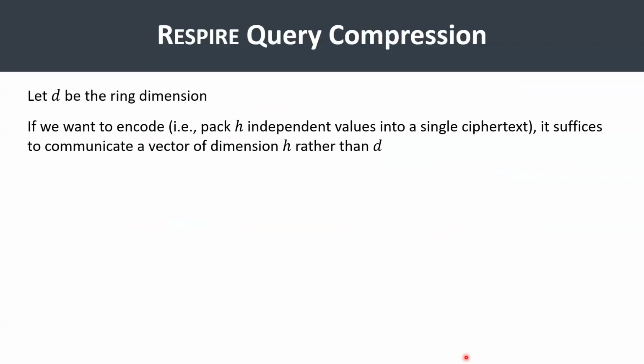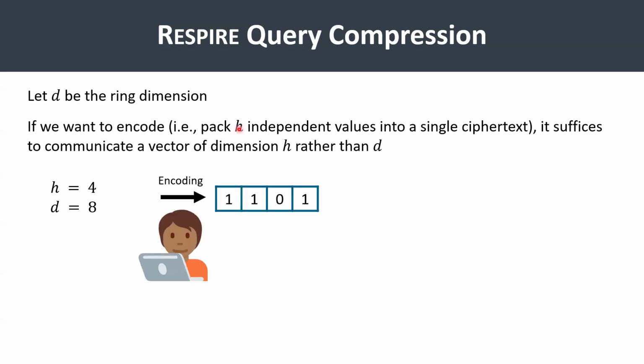And that's exactly what we do in the Respire protocol. In Respire, there are 2 parameters of interest. There's D, which is the ring dimension. This is the dimension of the vector that I'm encrypting. And then there's H, which is how many elements I actually care about, right? If H is much, much smaller than D, we can actually get savings. The idea is as follows. Let's say H equals 4 and D equals 8.